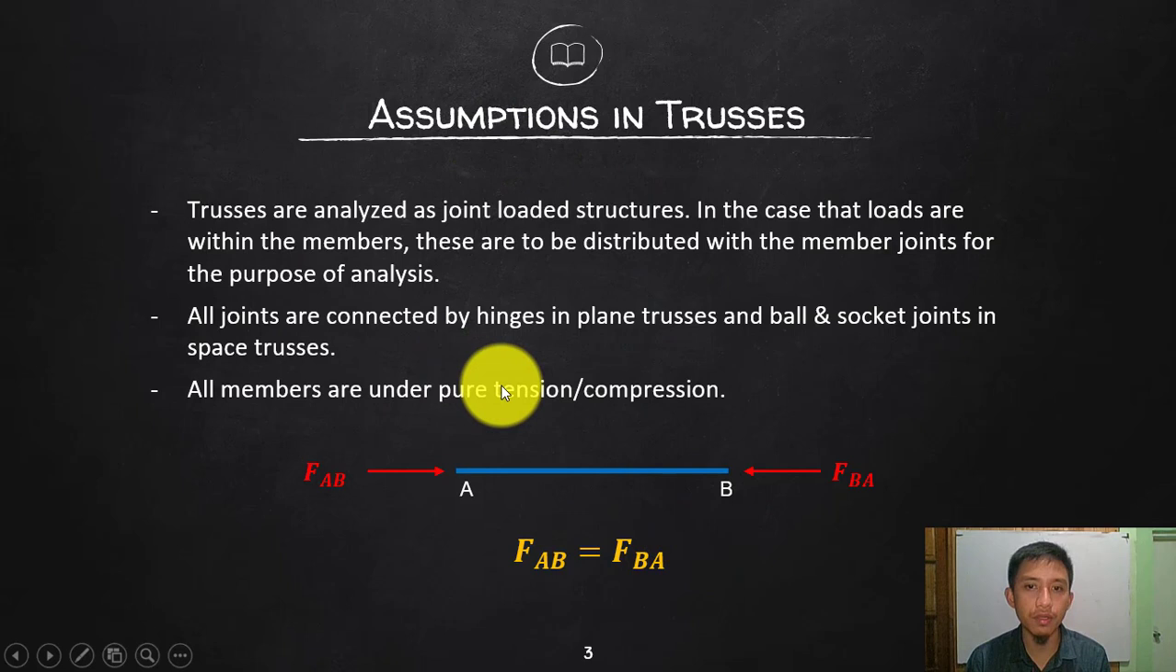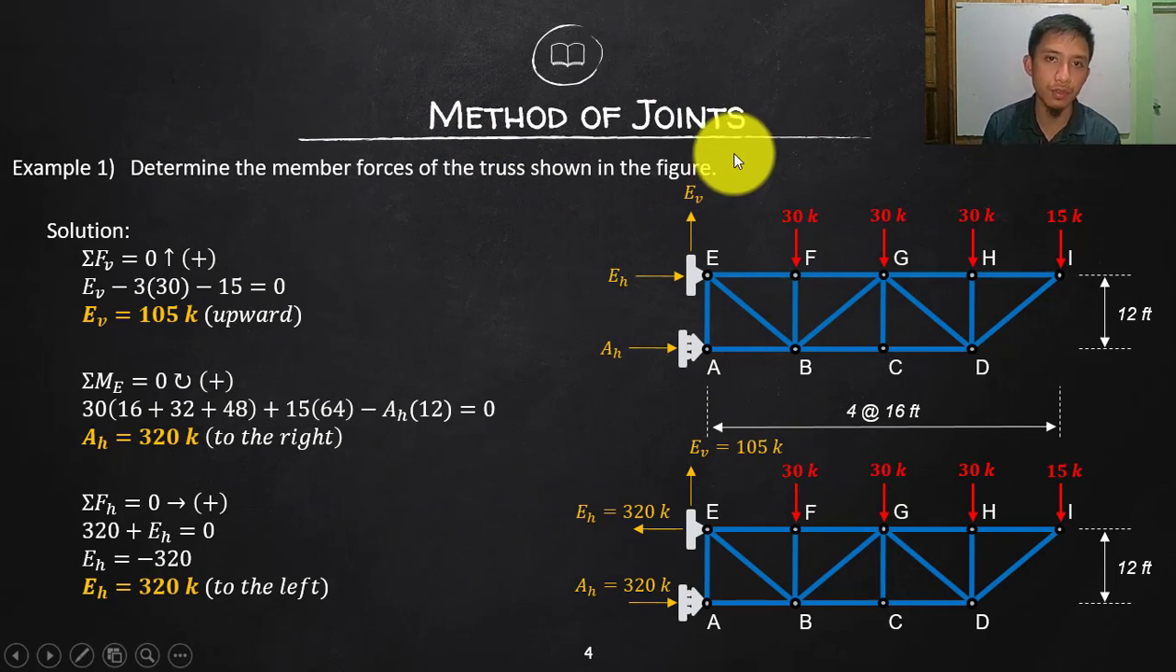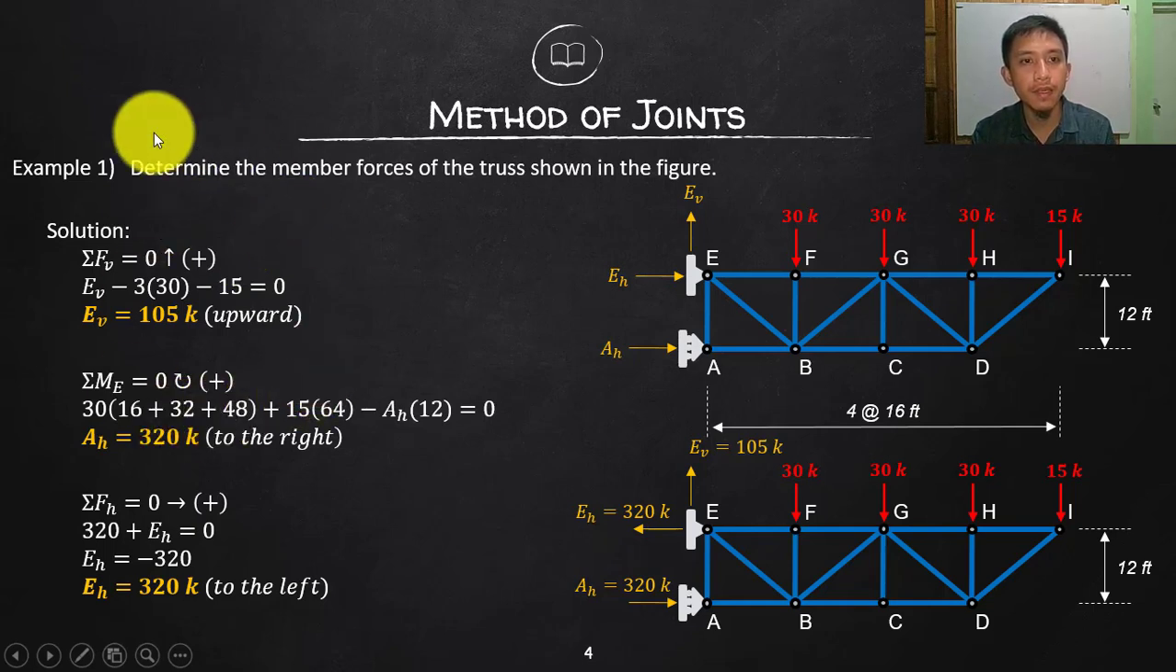So that is what we will be using for the analysis of trusses, using different methods, of course. But for now, we will focus on what we call the method of joints, since that is our focus of discussion here in Unit 1 of your Module 2. So what we are going to do is to have an example here. So let's have this as an example: determine the member forces of the truss shown in the figure.